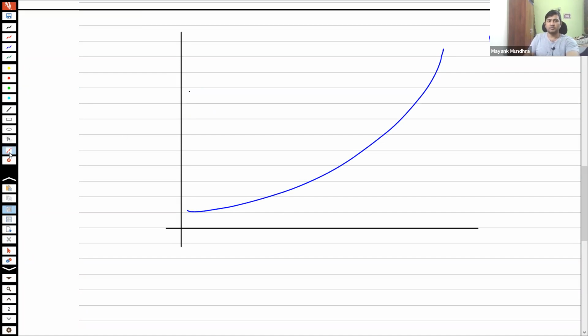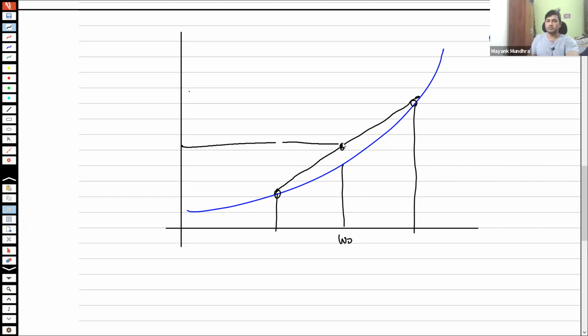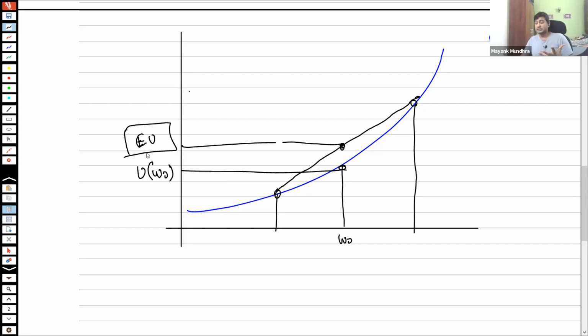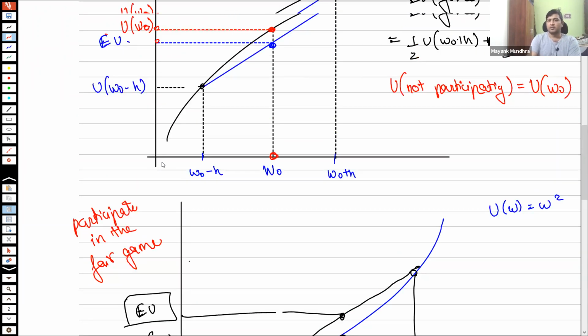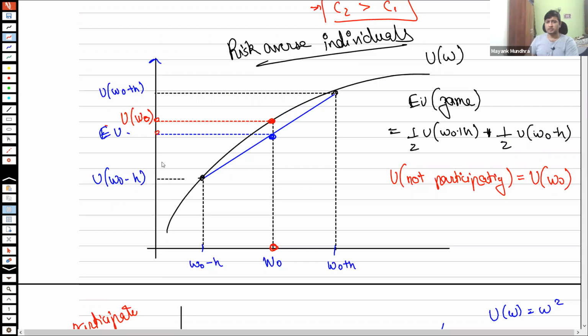Now for this guy, if you were to give him a lottery between two situations, let me just roughly draw it. Suppose this is his current wealth W naught. Either you give him the option of W naught plus H or W naught minus H. If he were to participate in this game, his expected utility will be here, whereas when he was not participating, his certain utility was here. So obviously expected utility is larger as compared to not participating. So such a person is going to participate in this game.